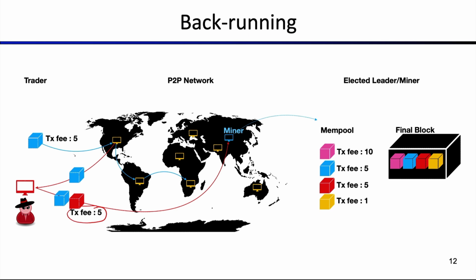So the process is again the same, right? Here there's a victim who issues a transaction with transaction fee 5. The adversary visualizes or finds this victim transaction. Let's say it's a price oracle update.